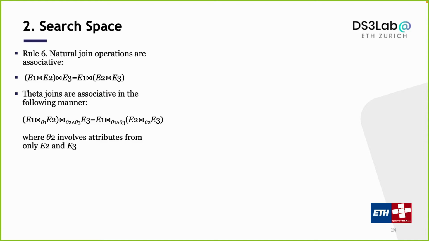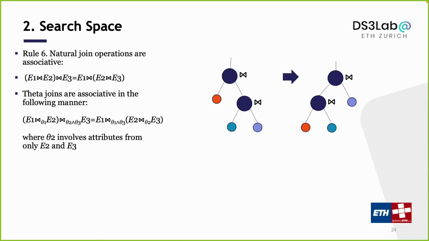So natural join operations are associative, right, in the sense that if you have E1 natural join E2, then natural join E3, that's the same as E1 natural join the result of E2 join E3, right? That's going to look something like this. Theta join is also associative, right? Under some very mild condition. So essentially, it's going to look like this.